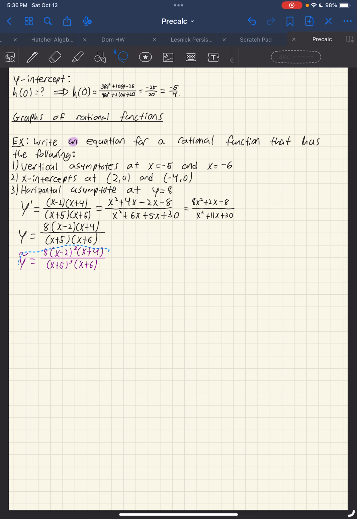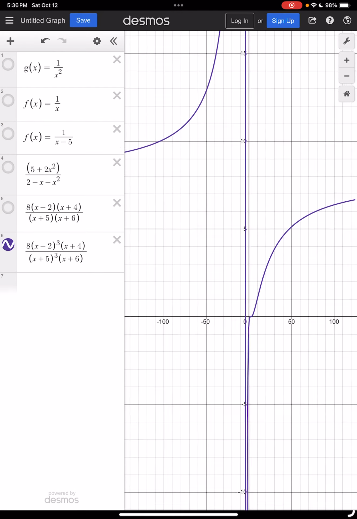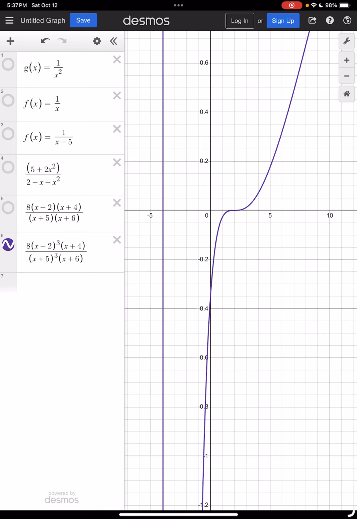I'm claiming this guy still satisfies all three of these conditions. If I were to plug in 2 and negative 4, the top still goes to 0. The only difference is we're going to get 0 cubed. Not much of a difference. Downstairs, exact same thing. Plugging in negative 5, plugging in negative 6 will give us 0 in the denominator. Again, plugging in negative 5 will just be 0 cubed. Still 0. And if I were to draw this guy, it's going to look different, but it satisfies the exact same conditions we were just talking about.